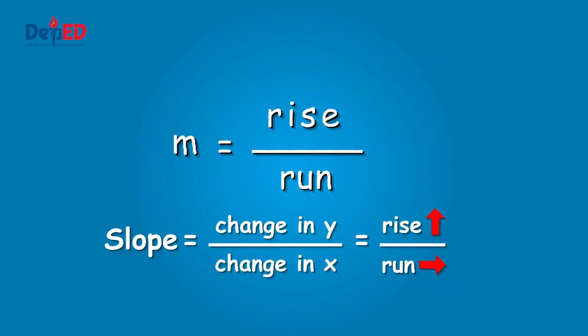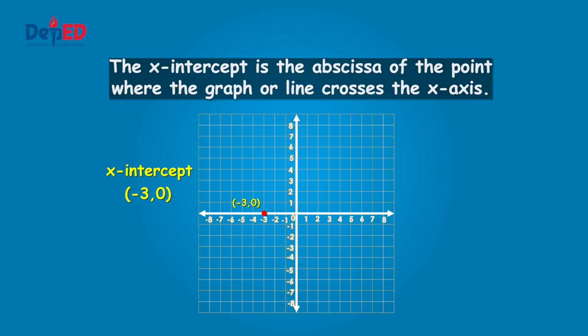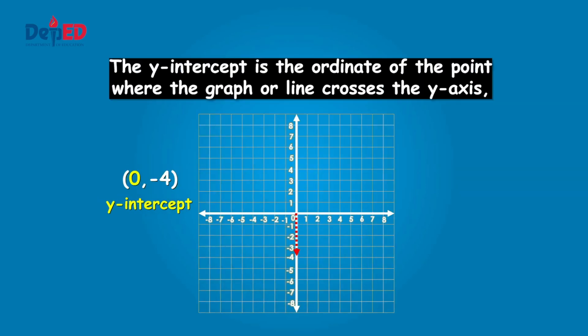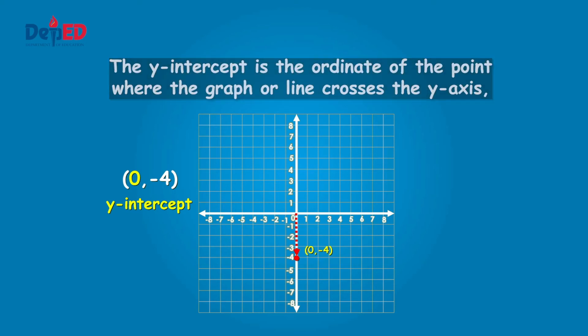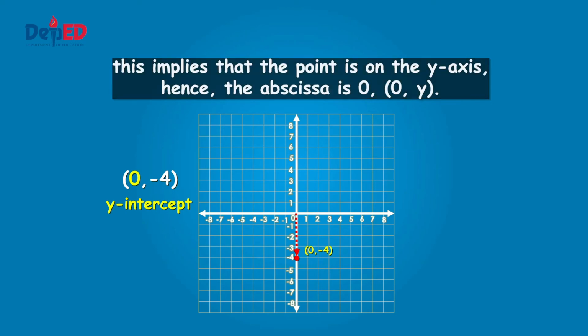Next, the slope m is the change in y over the change in x, or the rise over run. The x-intercept is the abscissa of the point where the graph or the line crosses the x-axis. This implies that the point is on the x-axis and the ordinate is 0. Similarly, since the y-intercept is the ordinate of the point where the graph or the line crosses the y-axis, this implies that the point has an abscissa equal to 0, or the coordinates (0, y).